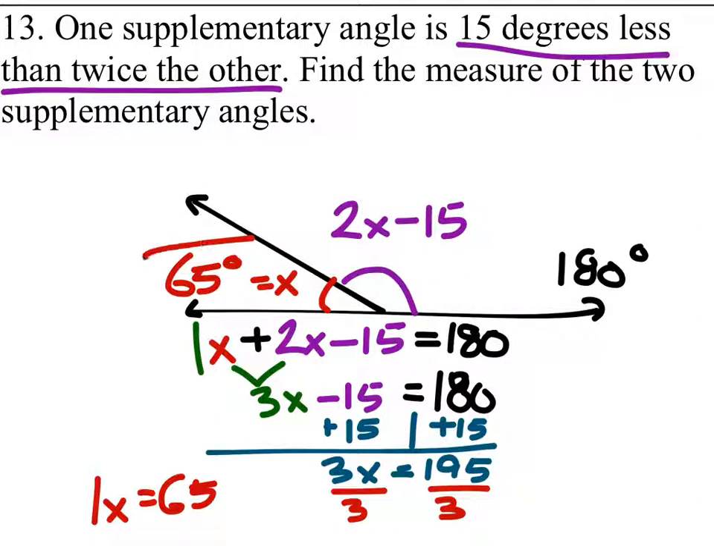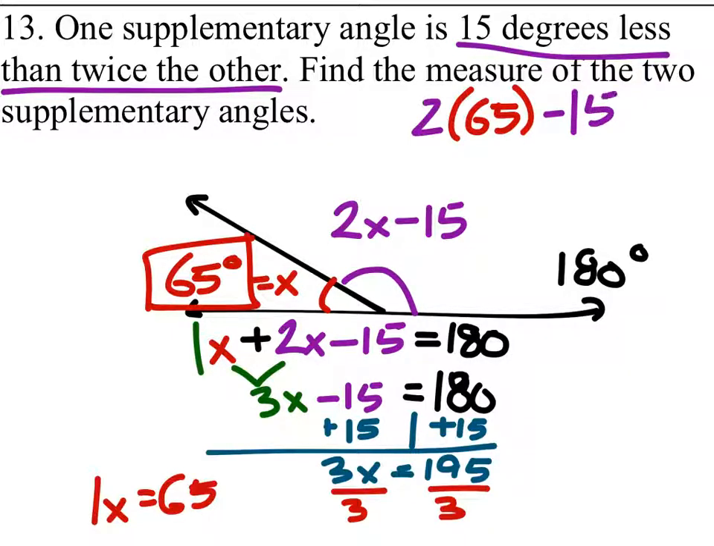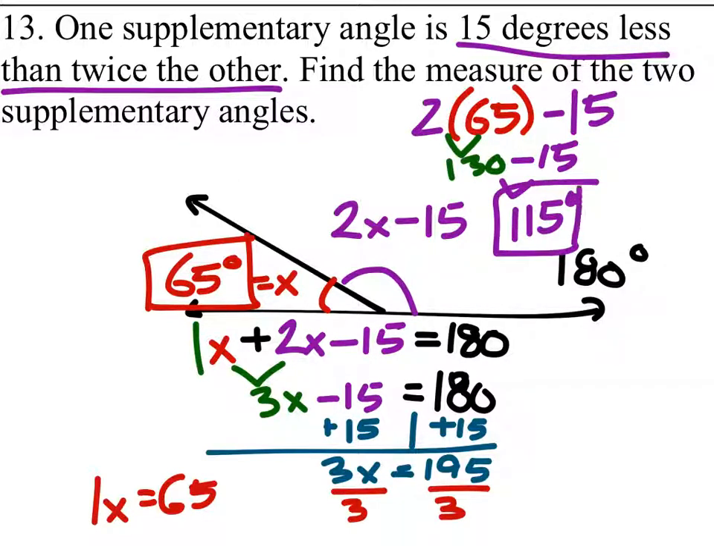And since it wants the measure of both angles, we'll box that in. The other angle, though, was 2, and then we'll multiply that by 65. But then we've got to subtract 15 off of that. So, 2 times 65, 130. Then minus the 15 degrees gives us 115 degrees. So there's the measure of the other angle.